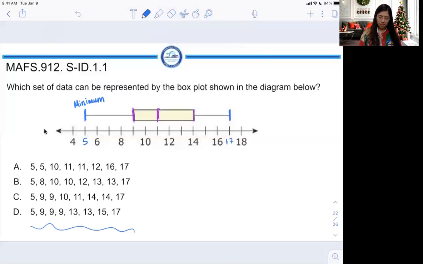The minimum and the maximum. Now, does that help me eliminate any answer choices? No, they're already all in between 5 and 17. Yeah, so those are all fine for everything else. But what about the 3 lines in the middle? The purple ones. Can anyone remember what those are called or what they represent?